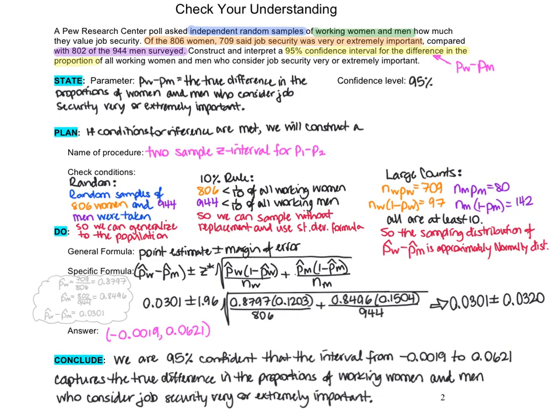At this point, you're ready to do some practice problems from your textbook to make sure that you can create a confidence interval in the state plan do conclude format independently without looking. And remember that the answers in the back of your textbook are abbreviated, so you definitely need to use the state plan do conclude format. And if you have questions, let's talk about them in class. That's it for this lesson. Confidence intervals for difference in proportions.